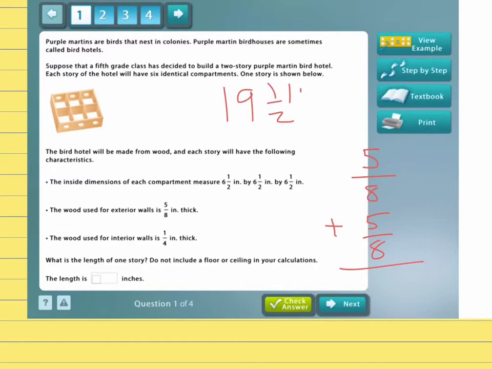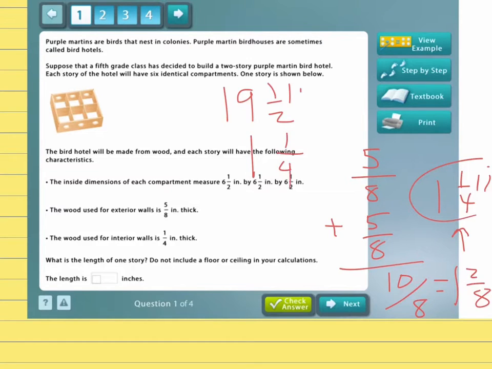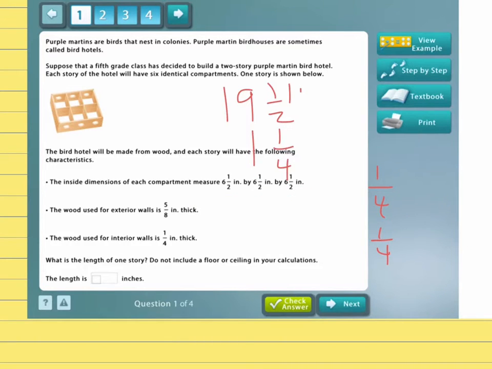Next I'll add the dimensions of the length of each exterior wall. So it's 5/8 and 5/8, which is going to give me 10/8, or if you simplify that, it's 1 2/8, or if you simplify that, it's going to be 1 1/4 inch for the exterior wall. So I'm going to go ahead and add that to the 19.5 inches. And finally, I'm going to add up the length of each of the interior walls, and that's 1/4 and 1/4, which is 2/4, which can be simplified to 1/2.